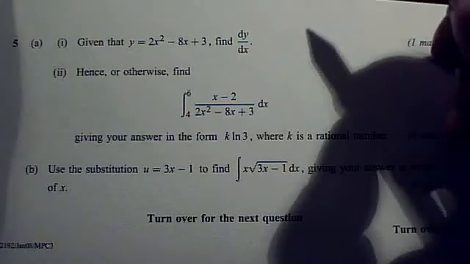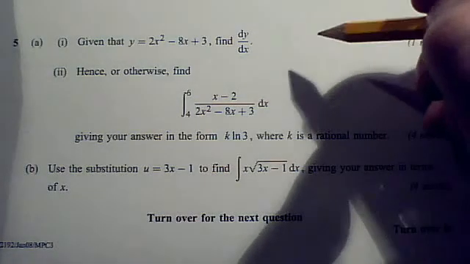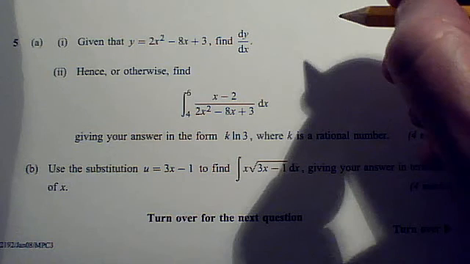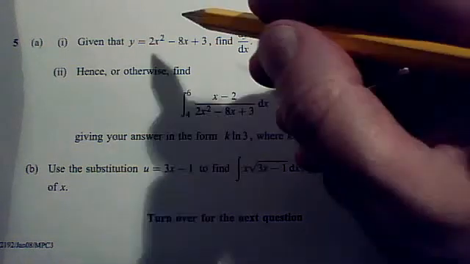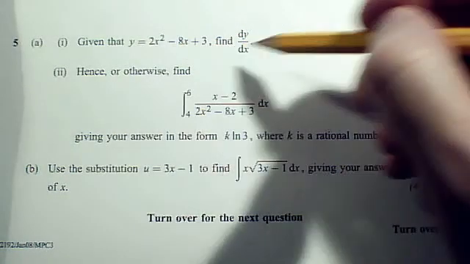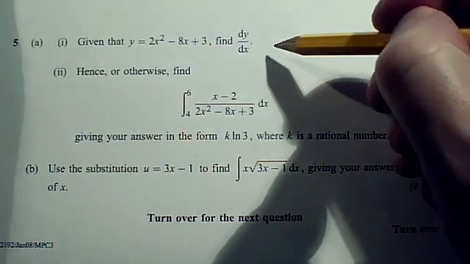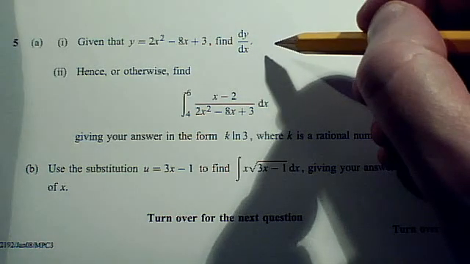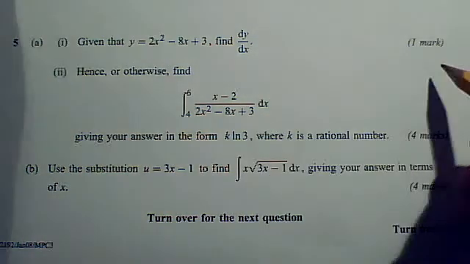Okay, question 5. This is the first question really on this paper where they're trying to intimidate you. But they give you a very easy lead-in. We've got y as an easy polynomial, dy by dx really is just Core 1 differentiation. Don't muck it up. Get 1 easy mark for that.